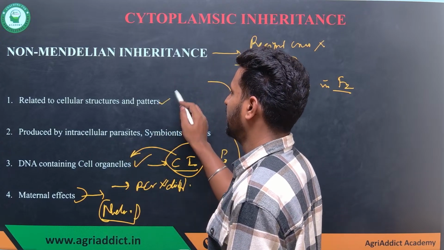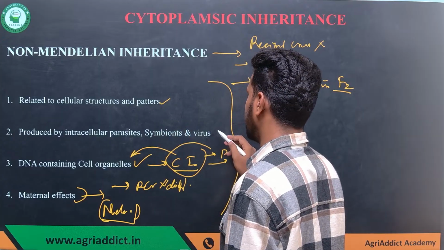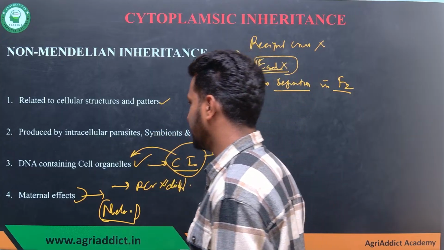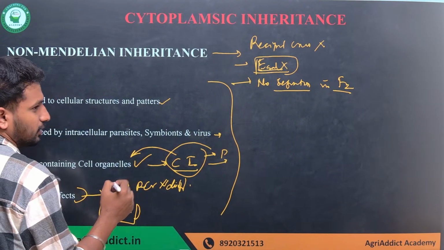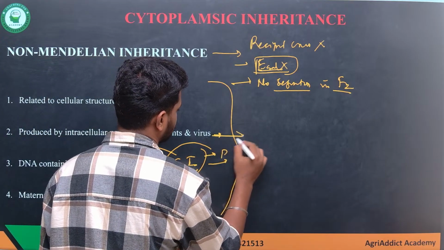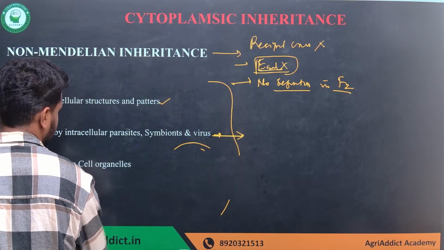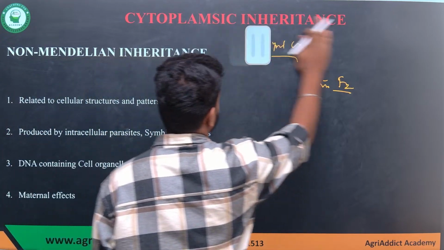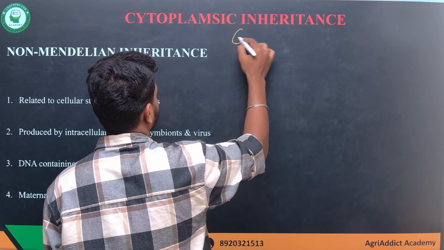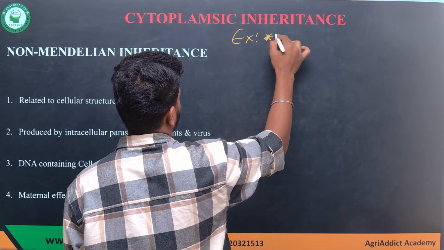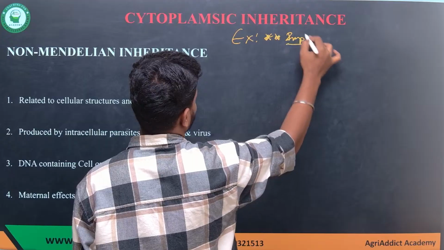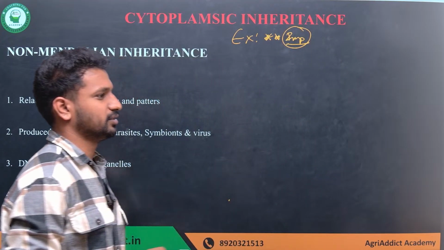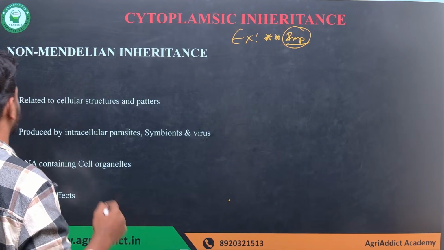Okay, the first one is related to the cellular structures and patterns, and the second one might be because of the intracellular parasites and the symbionts. So can you give me the examples for all of this, starting one by one? So what are the examples? Examples are the most important. Remember, in this chapter, you have to remember the examples for all the different categories. Can you tell me the examples here, starting with the cellular structures?